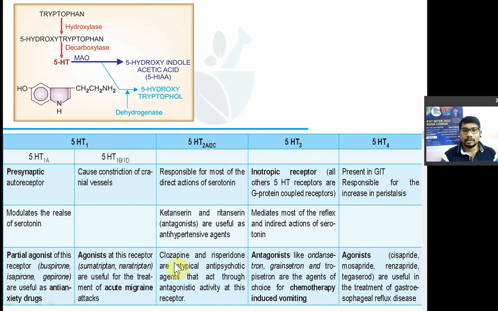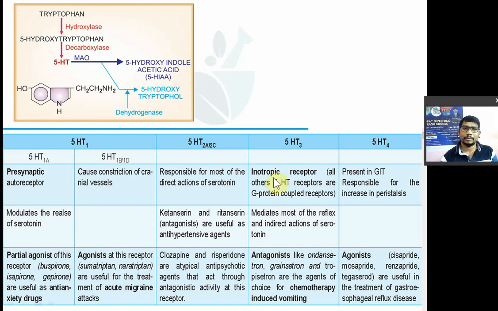Now again, clozapine, risperidone. ये जो दोनों drug है, clozapine and risperidone, ये क्या है? ये atypical antipsychotic drugs होते हैं और second generation antipsychotic drugs होते हैं. They also act as antagonists of this 5-HT2A, 2C receptor.